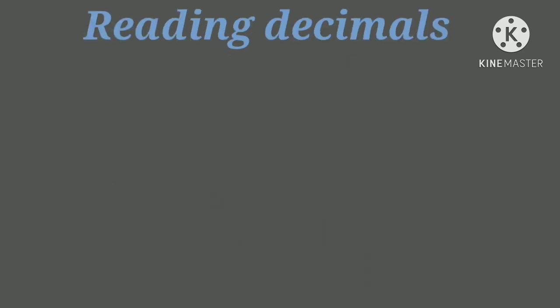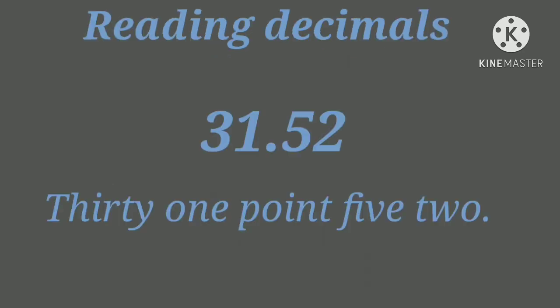Now let's read some decimal numbers. 31.52. Here the number before the decimal point we read as a whole number, whereas the number after the decimal point we read as individual digits. That is, the number before the decimal point we read together, 31. But the number after the decimal point we read individually, that is 5, 2.